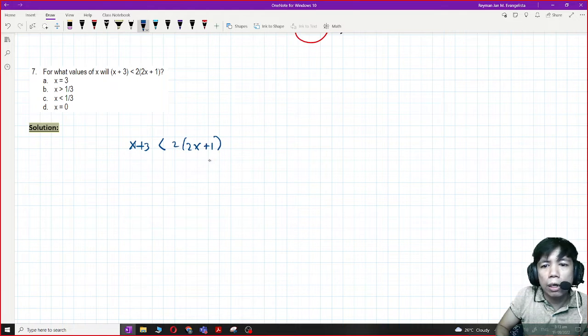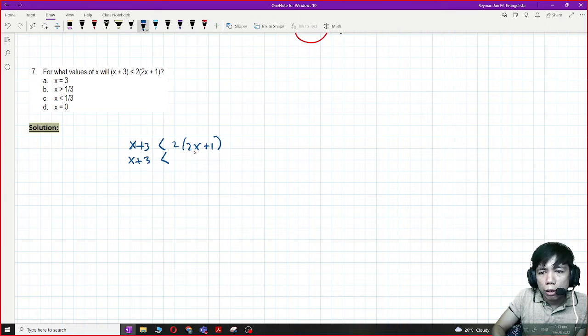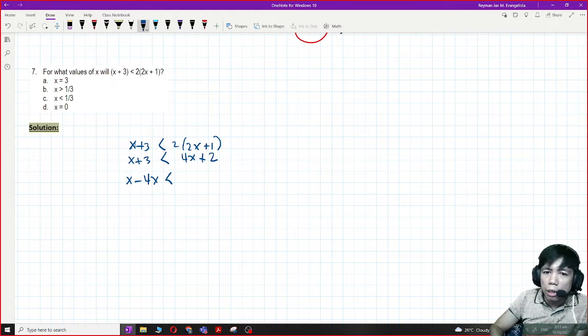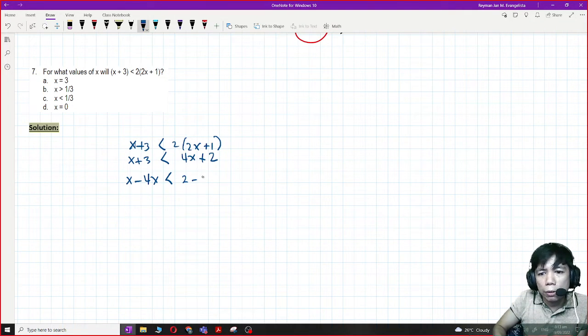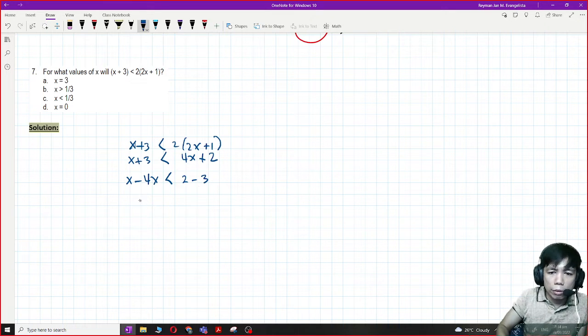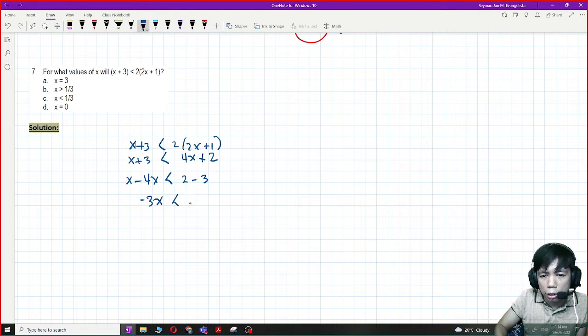First, expand the right side, or distribute to 2x plus 1. So x plus 3 is less than 2 times 2x, which is 4x, then 2 times 1 is 2. Then transpose 4x to the left side, so it becomes x minus 4x less than. Then transpose the 3 to the right side, so 2 minus 3. Of course, x minus 4x is negative 3x, and 2 minus 3 is negative 1.